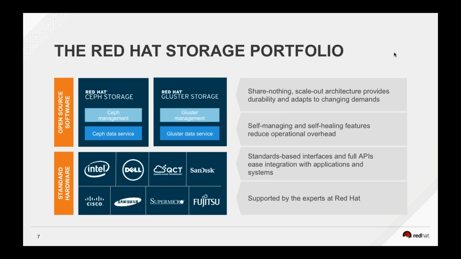Again, on the right side, there are the key differentiators we have. We have a shared-nothing scale-out architecture, which provides durability and adapts to changing demands. The complete cluster is self-managing and self-healing, so there is very little operational overhead here. If there is a failure of a specific disk, the data gets relocated across the other disks to ensure that data availability is maintained. Once you move the new disk in, you can add it into the cluster. Again, the rebalancing happens automatically. So there is very little operational overhead required here.